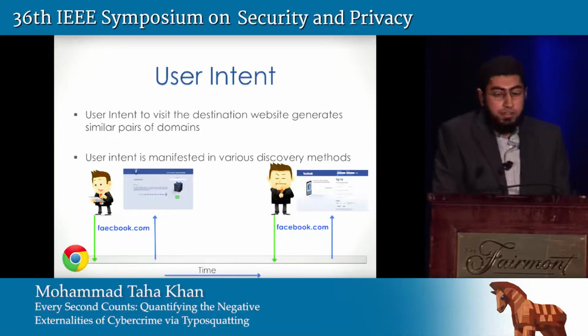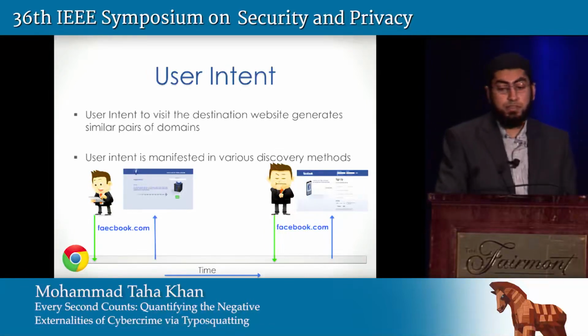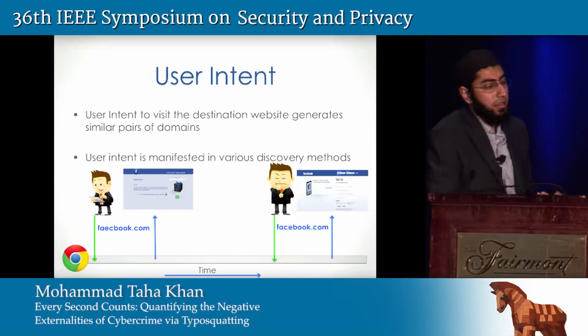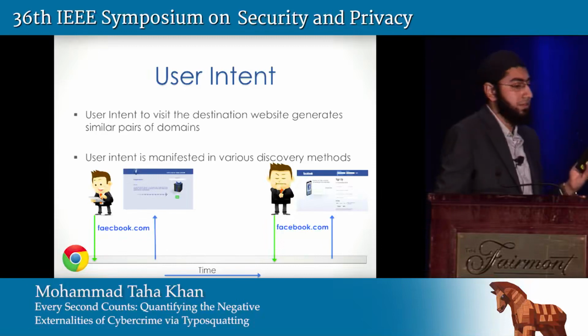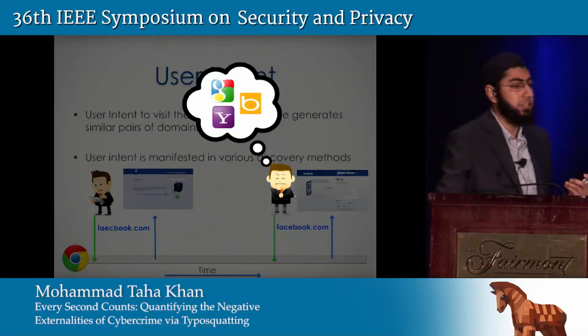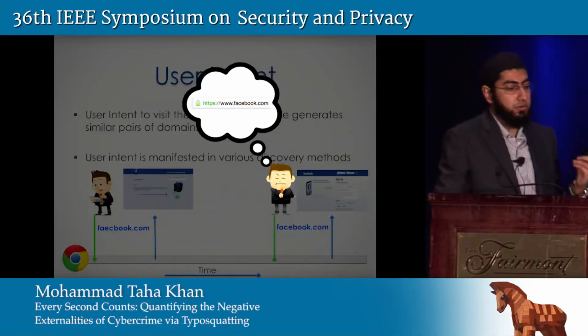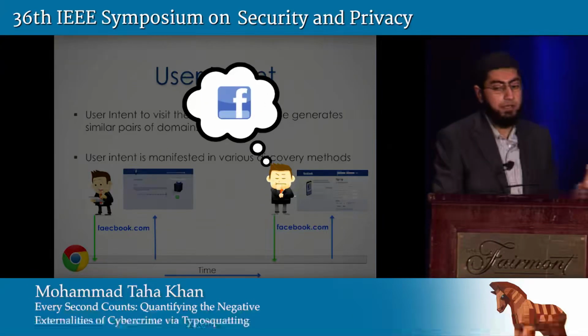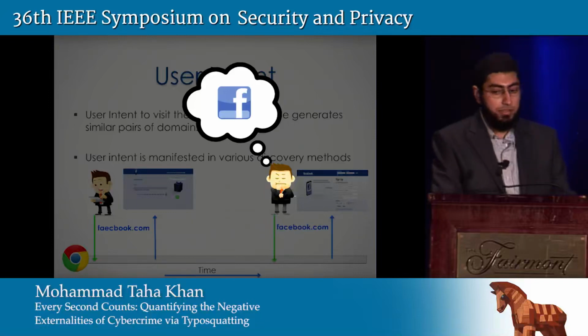So by looking at these data sets, our main goal is to extract typo pairs by evaluating user intent. We do this essentially by leveraging the user's continued intention to visit the actual destination website even after he has been a victim of typosquatting. Now, this intention can be fulfilled in many ways. We refer to them as discovery methods. Some of the discovery methods include searching for the target domain, correcting a mistake in the URL bar, or going to it through other sources that might include clicking on ads or browsing it on a hyperlink.